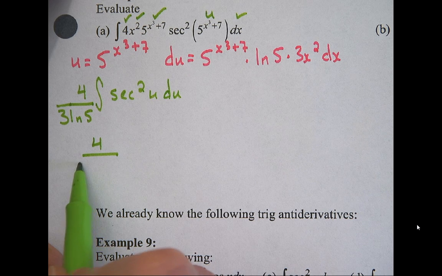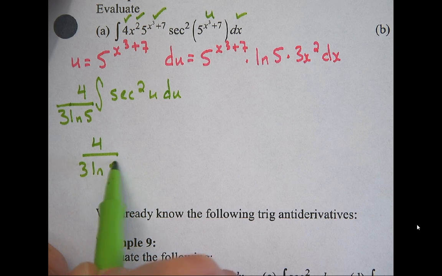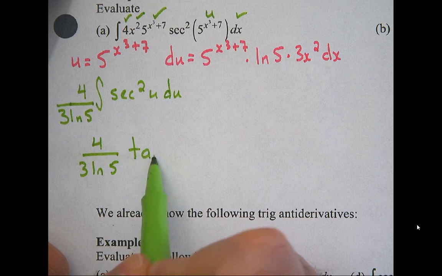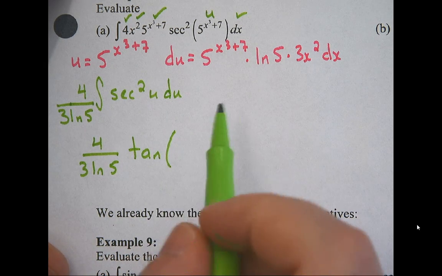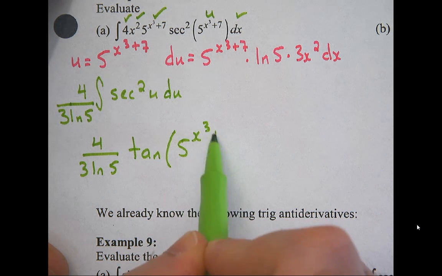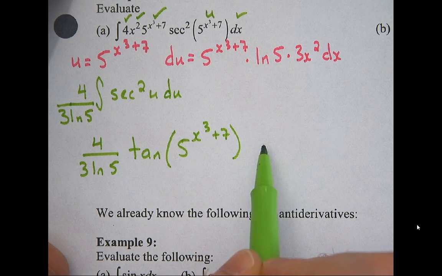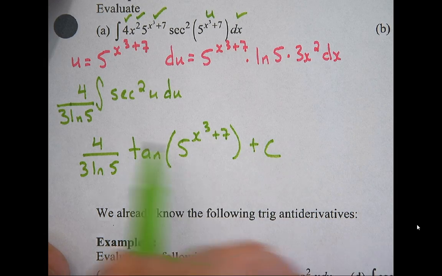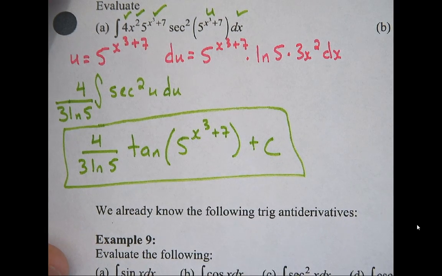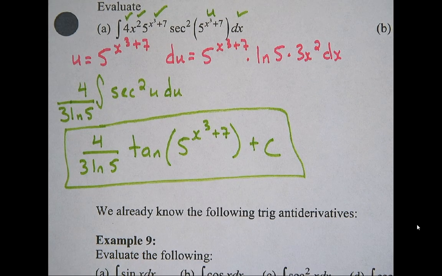4 over 3 natural log of 5. What's the integral of secant squared? That's tangent. And I'm going to just put u back in there: 5 to the x cubed plus 7. Why is this still wrong? These are indefinite integrals. I would not want to try to find a definite integral without being able to use my calculator.